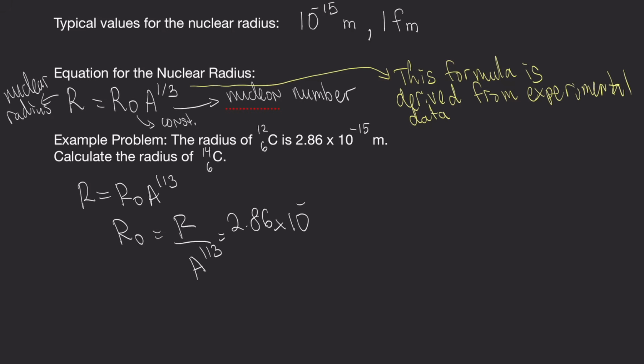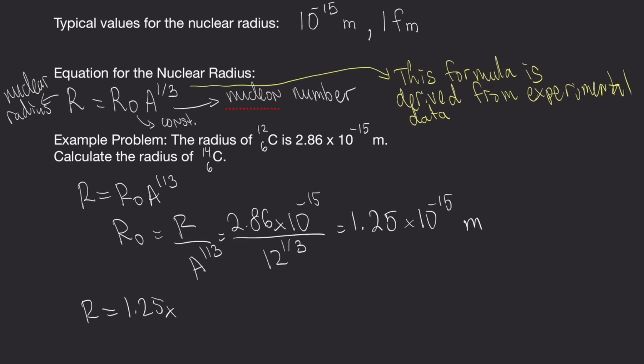So 2.86 times 10 to the minus 15, divided by A, which is going to be 12 raised to the power of a third, giving us around 1.25 times 10 to the power of minus 15. Now that we have the value of R0, we can just plug it into the equation for the radius of carbon-14. So we can just say that R, the radius of carbon-14, will be equal to R0, which is 1.25 times 10 to the power of minus 15.